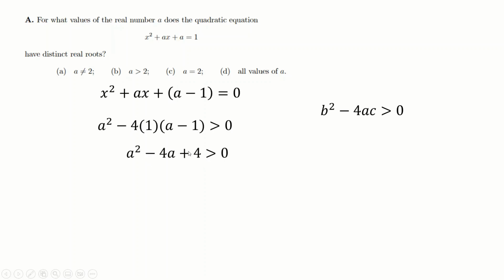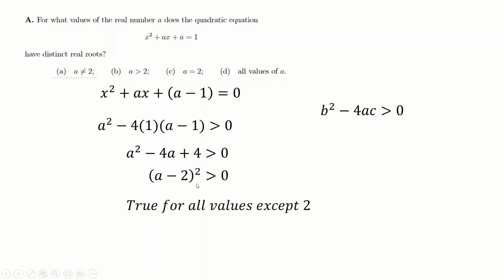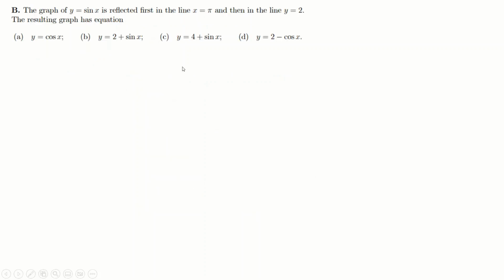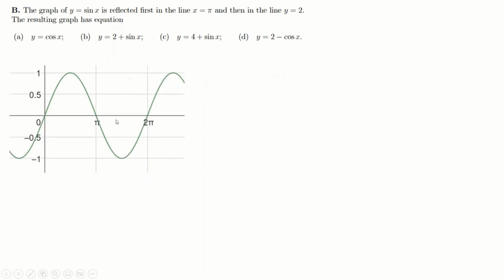And this is indeed, because it factorizes to make this, of course, this is indeed greater than 0 all the time because it squares, except for when a is equal to 2, in which case we get 0 squared, which is 0. So we can have a to be any value except for 2, because then any other value would square to make something positive, except for 2. Good. B, so we've got sine, let's just sketch out sine.